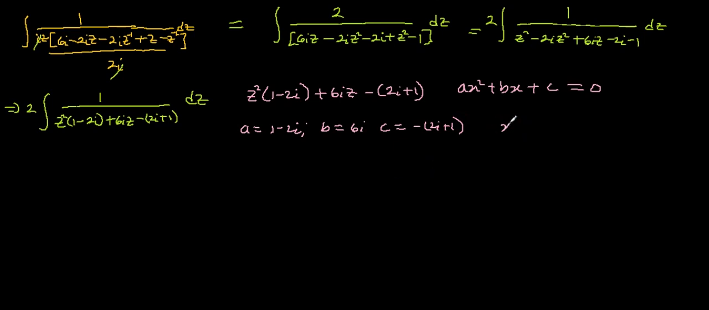So now we are going to solve this using the quadratic formula. In this case, z will be equal to minus b plus or minus square root of b squared minus 4ac, divided by 2a.